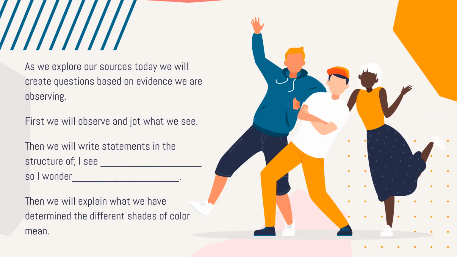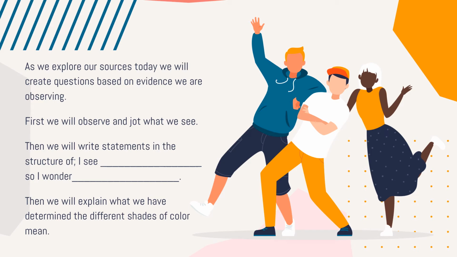As we explore our sources today, we're going to create questions based on evidence that we are observing in these sources, right? First, like normal, we'll observe and just jot down what you see. As we go through the sources, you have a spot on your paper for each one that says observations. Just jot down what you see. Then in those same boxes, you have to write statements in the structure of I see blank, so I wonder blank, right?